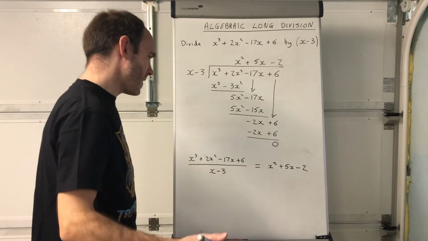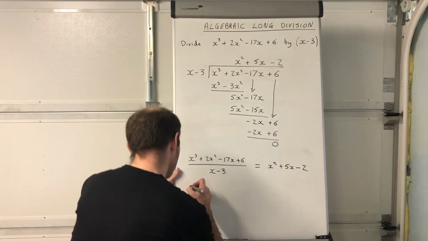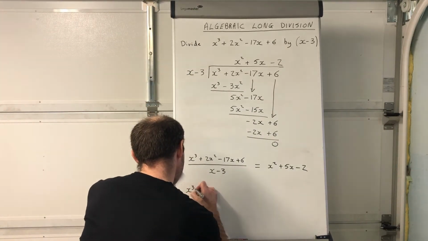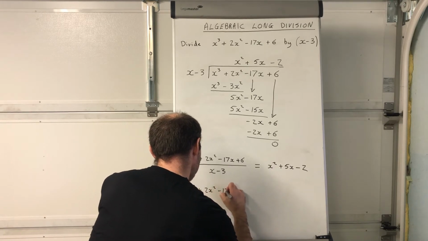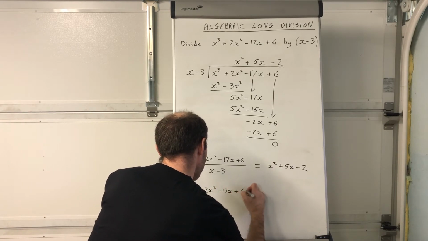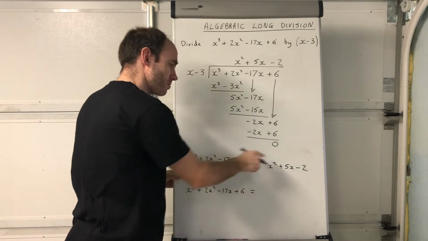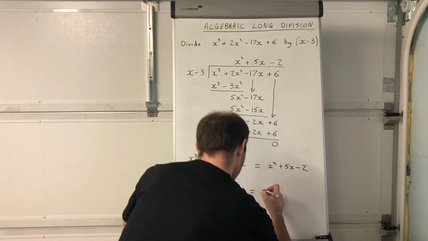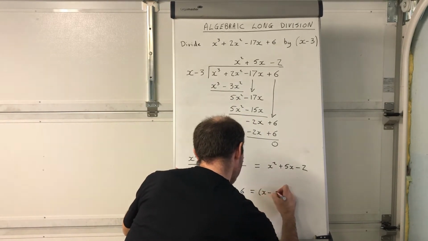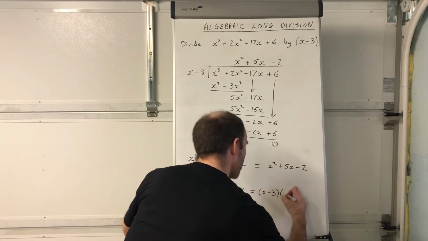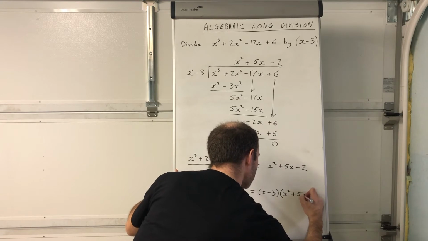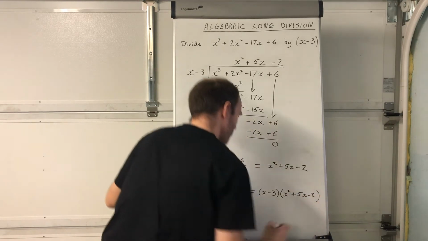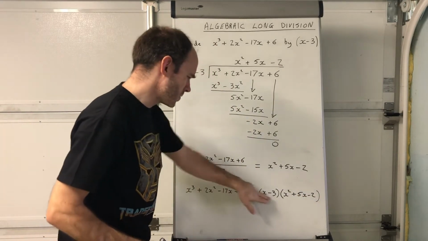Okay, now I'm going to write that in another way. What I'm going to do is keep the numerator x cubed plus 2x squared minus 17x plus 6. And I'm going to bring the x minus 3 over to that side there, in other words, multiply both sides by x minus 3. So I get x minus 3 times x squared plus 5x minus 2. Okay, so you'll agree that that is a true statement as well.